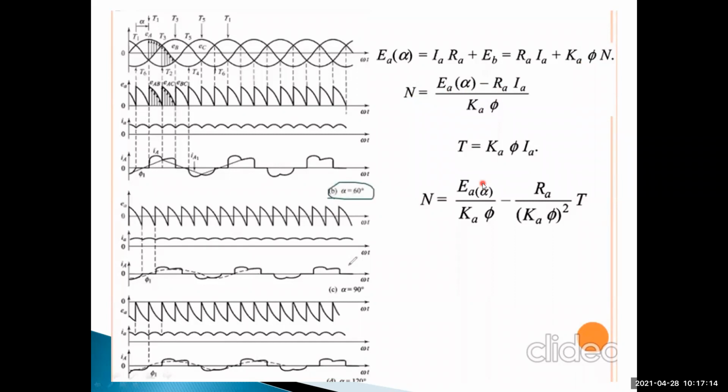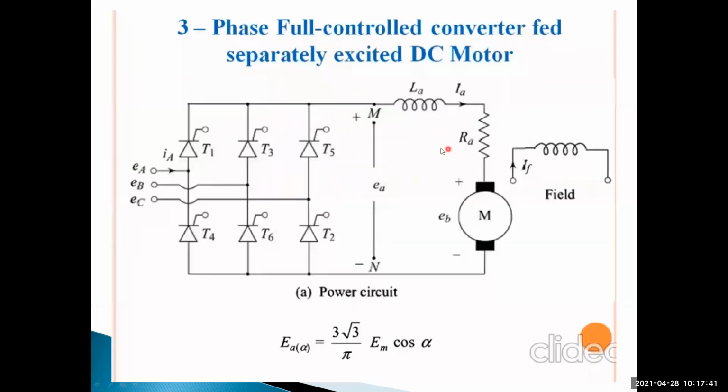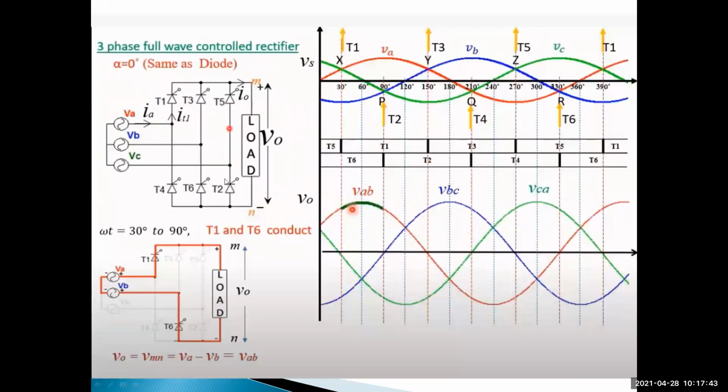For single phase and 3-phase, everything is the same. Only this is the difference: the average output voltage is different for a single phase fully controlled converter and a 3-phase fully controlled converter. So by changing the firing angle, we control the speed of the separately excited DC motor. Then, coming to how the controlled converter is working.